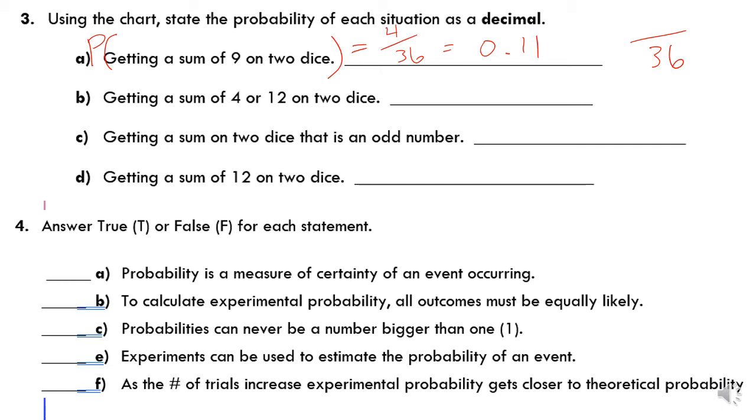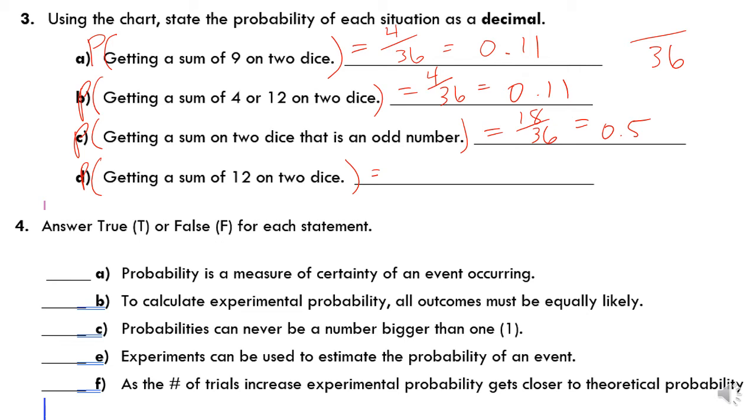Getting a sum of 4 or 12. Probability of that equals, how many 4s or 12s are there? Count them up, you should get 4 out of 36. We know the answer to that, 0.11. Getting a sum on 2 dice that's an odd number. If you don't remember what an odd number is, 1, 3, 5, 7, 9, 11, and so forth. If you count up all the odd numbers, you should get 18 out of 36, which equals 0.5. Odd numbers are every other number, and even numbers are also every other number, so it makes sense that half of them are odd. If I was to ask you how many are even, that would also be half, right? 18.